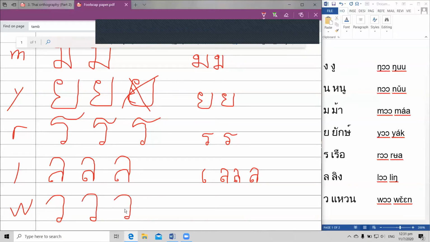It's like a Sara A, right? Sara A is like that, right? Sara A, but there's a circle at the bottom, right? And because there's a circle at the bottom, we start writing Wo Wan from the bottom. But when you write Sara A, we start from the top like that. We don't start like that. We don't write Sara A like that. All right.